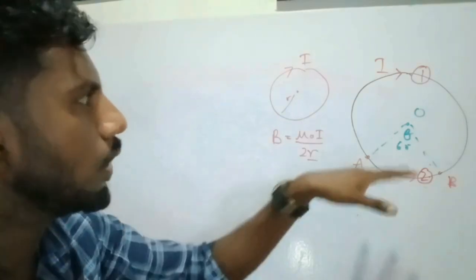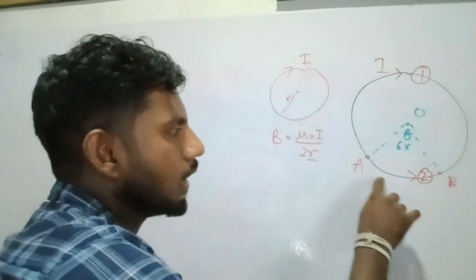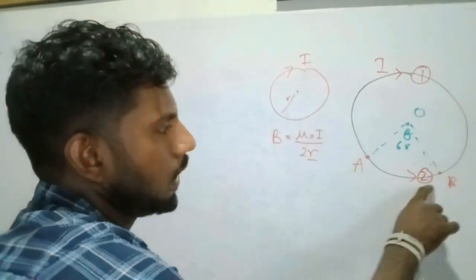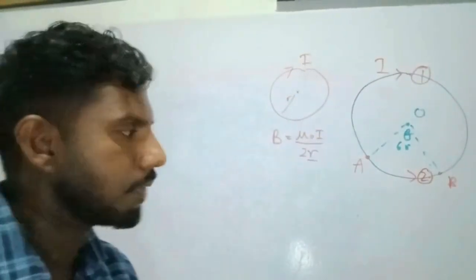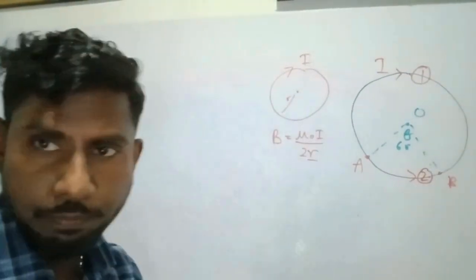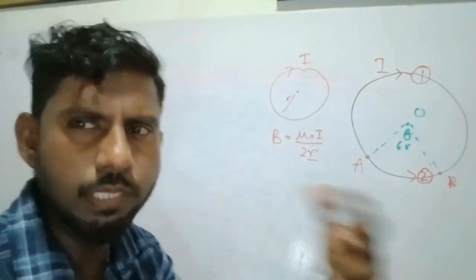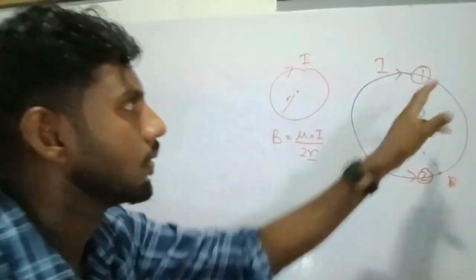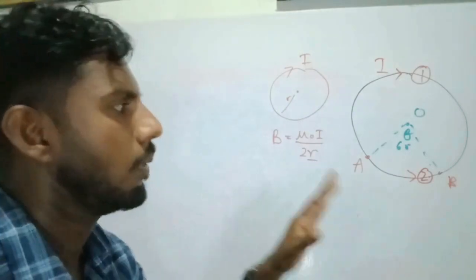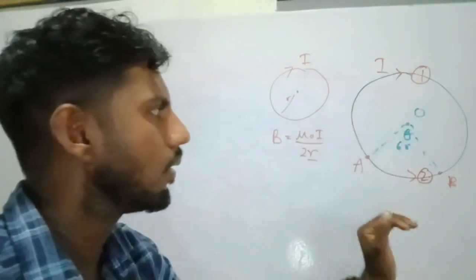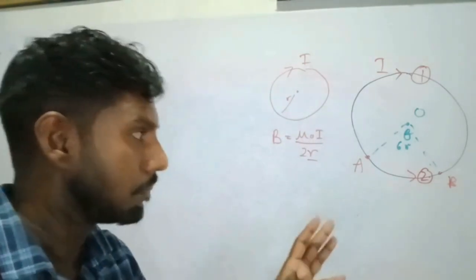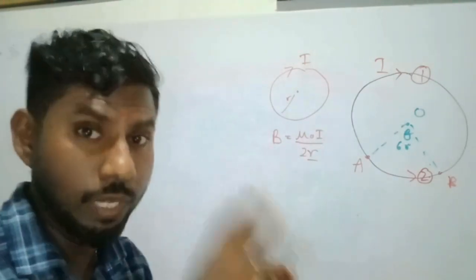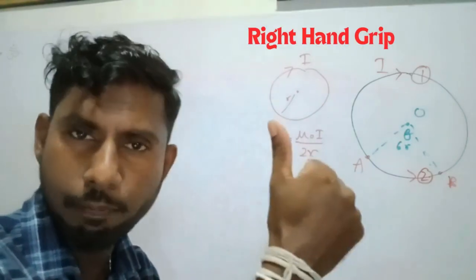Here we do not have a complete circle. In this part, we have two different directions. Current goes in this way, and current goes in this way. Let's say this is part 1 and this is part 2. We need to check whether the magnetic fields created by part 1 and part 2 can be added or need to be subtracted. So how do you check it? We need to apply the right hand grip rule.